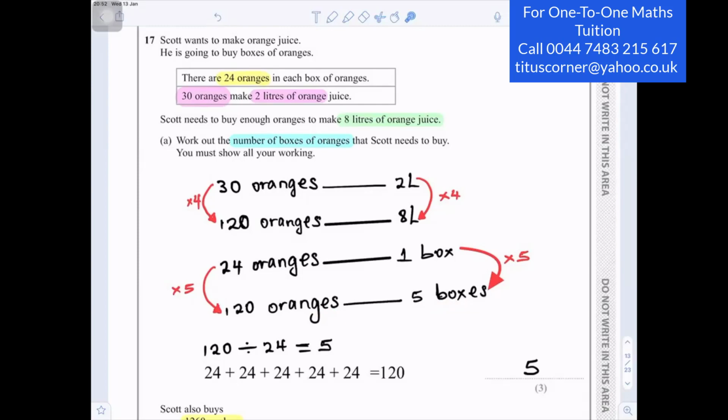Now, 120 oranges divided by 24, because there are 24 oranges in each box, will give you 5. So that's another way you look at it. 120 divided by 24 gives you 5.